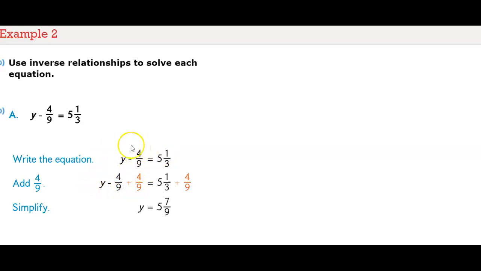And so the opposite of minus 4/9 would be plus 4/9, and you have to do that to both sides of the equation. And the 4/9 and 4/9 would cancel out here, so y is by itself. And then 5 1/3 plus 4/9 will equal 5 7/9. And remember, this 5 1/3 has to be made to have the same denominator, and it has to be made into an improper fraction before adding, so you have added correctly.